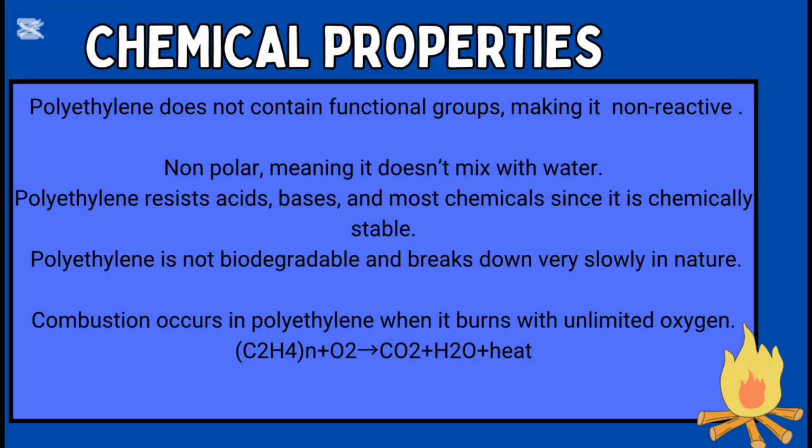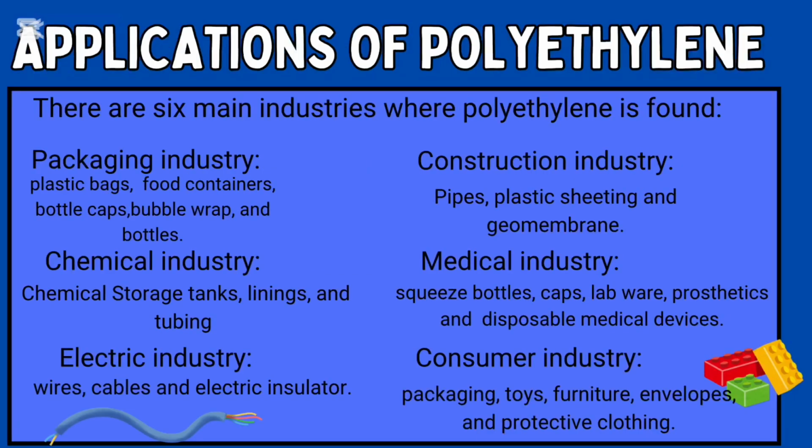Polyethylene is also non-polar, which means it does not mix with water, and it can resist things like acids, bases, and many other chemicals. Although the stability is useful, it means it doesn't break down easily, it is not biodegradable and it stays in nature for a very long time. When it is burned in oxygen, polyethylene goes through combustion, which ends up producing carbon dioxide, water, and heat.